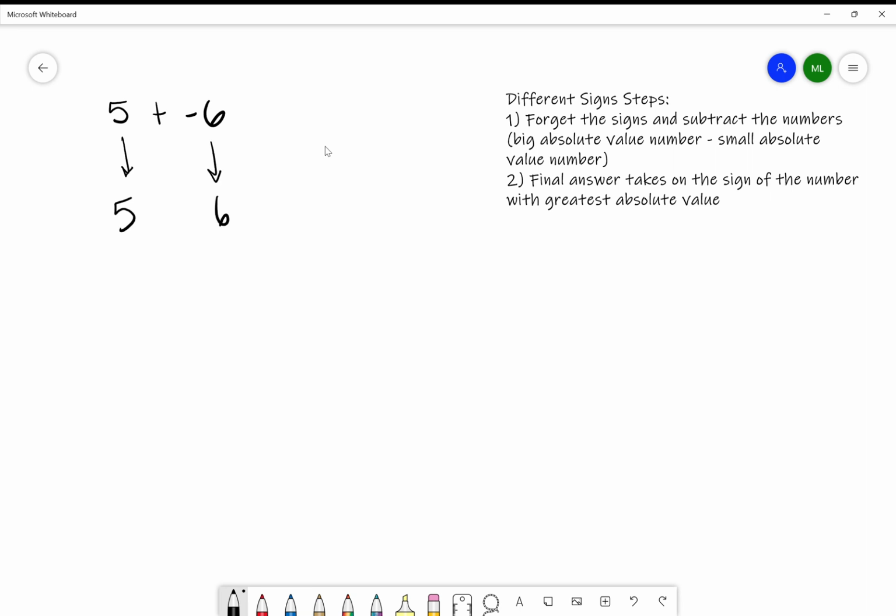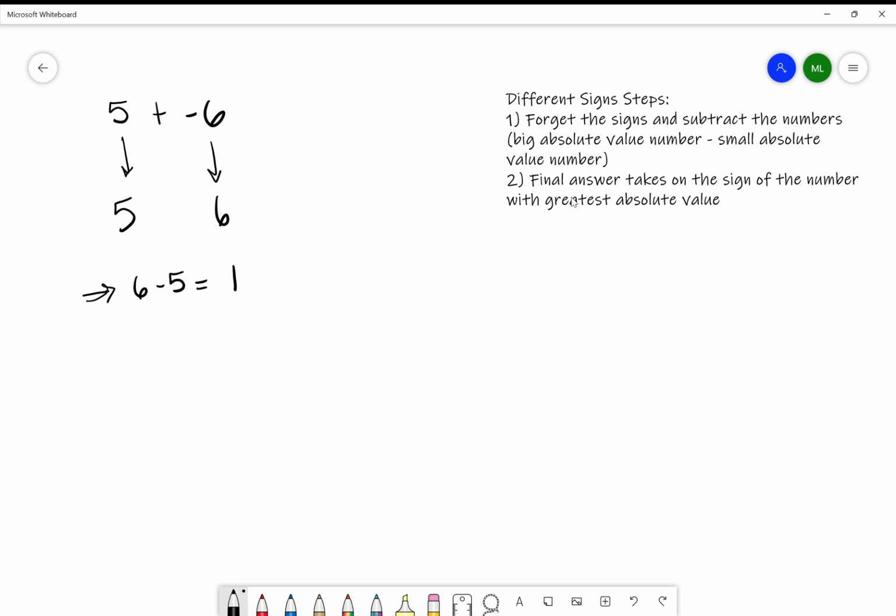And then I will take the bigger absolute value number, so that's 6 over here. That's my biggest absolute value number, 6. And then my minus my smallest absolute value number. So now I have 6 minus 5. Subtract as I would normally. 6 minus 5 is 1.